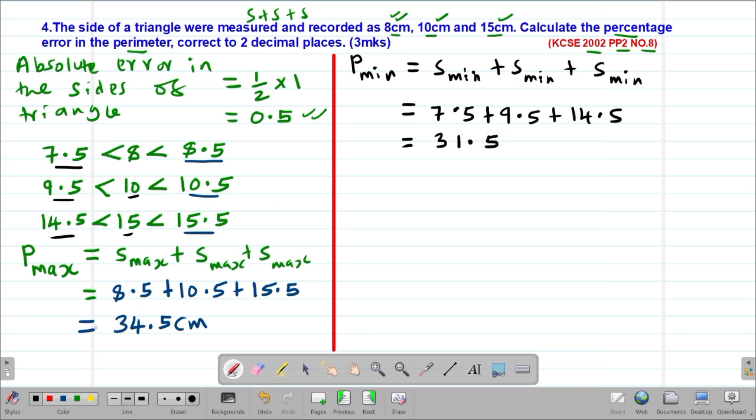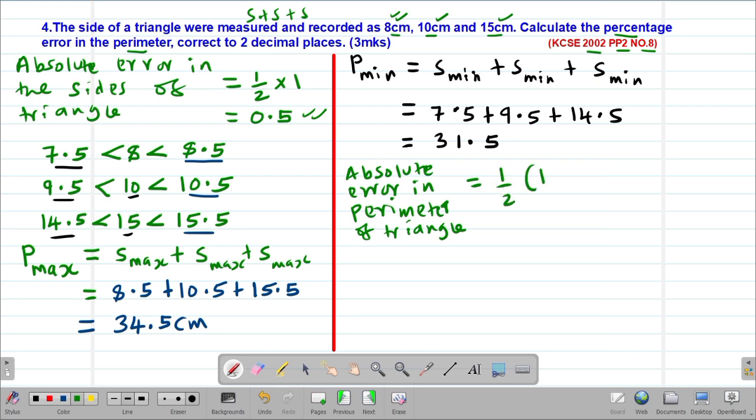Therefore, we can now get what we call the absolute error in the perimeter of this particular triangle. The absolute error in the perimeter of our triangle will be given by the following formula. This one is always given by a half of the maximum perimeter, P max, minus the minimum perimeter, P minimum, which will give us a half into bracket the maximum possible perimeter.